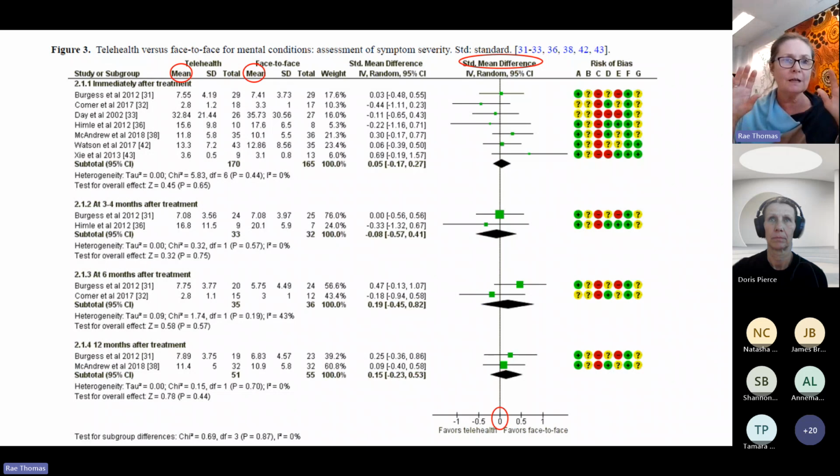Now, if you've got two numbers, a difference means a subtraction, right? That's it. The difference means a subtraction. If you've got two numbers that are the same, and you subtract one from the other, because there's no difference, the answer is going to be 0, right? So your line of no difference down here for a mean difference is 0, right?